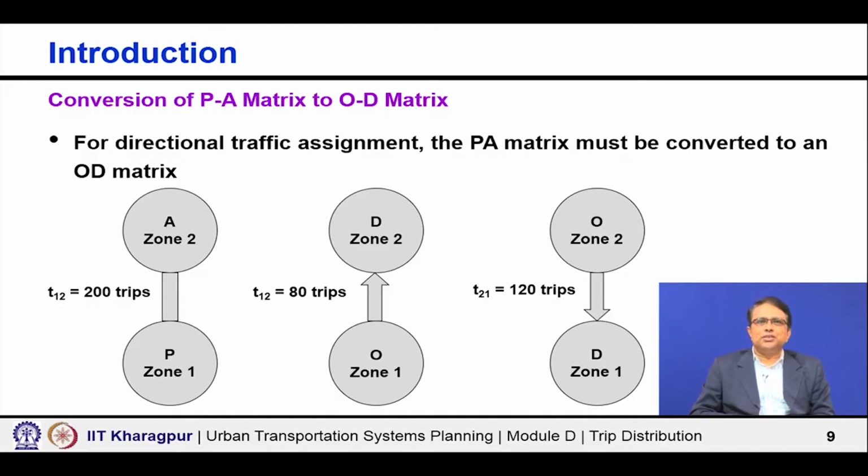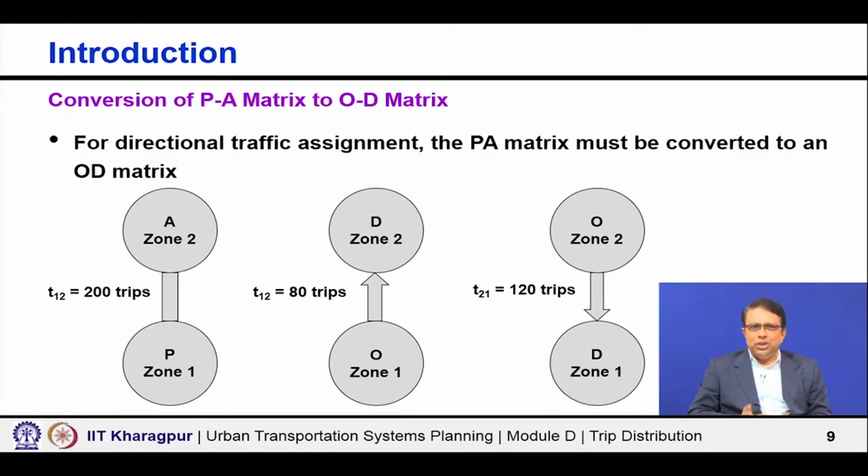Now, the question is what is really the fundamental difference and how to get the directional travel from the production attraction matrix. That means, how to get the OD matrix from the PA matrix. Let us take this example. You see the left side, I have shown A and P. A means attraction, P is production. So, zone 1 is taken as production and zone 2 is taken as attraction.